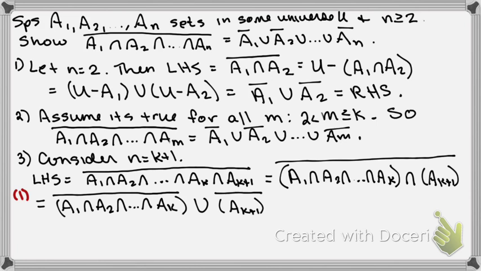Now, by step number 2, I can completely break the left side up because it has k things in it. And I know this is true leading all the way up to k things, right? So according to step 2, I can say this is A1 union A2 union ... union A sub k complements. And we have our answer, right? And we're done.